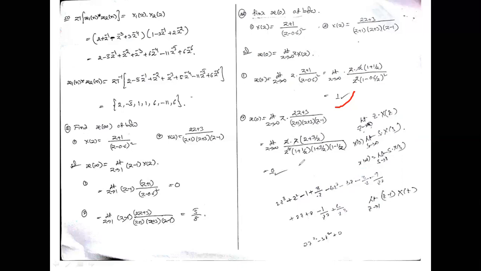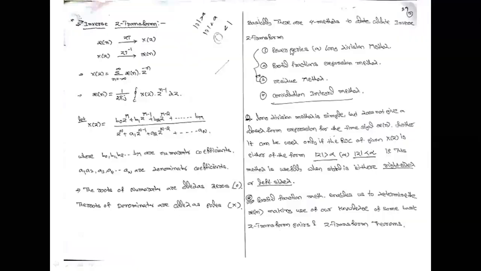1 by z, 1 by infinity becomes 0. Total function becomes 0. The first example, initial value is 1. For the second example, the initial value is 0. Got it, my dear students? Now you go for the other examples. Okay, it's complete for the Z transformation.